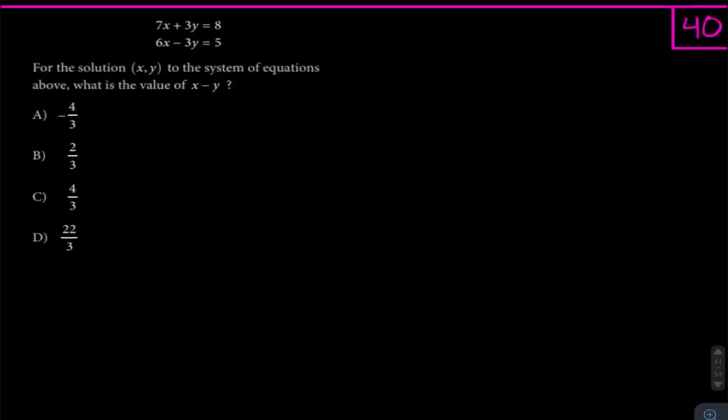Problem 40 gives us a system of equations, and it says, for the solution (x, y) to the system of equations above, what is the value of x minus y? So for this problem, we need to find our solution, because we don't know what that is. And once we find our solution, we're not done. We need to actually find what x minus y is. So let's go through and just solve the system of equations. It shouldn't be that bad because, as you can see here, we have a plus 3y and a minus 3y.